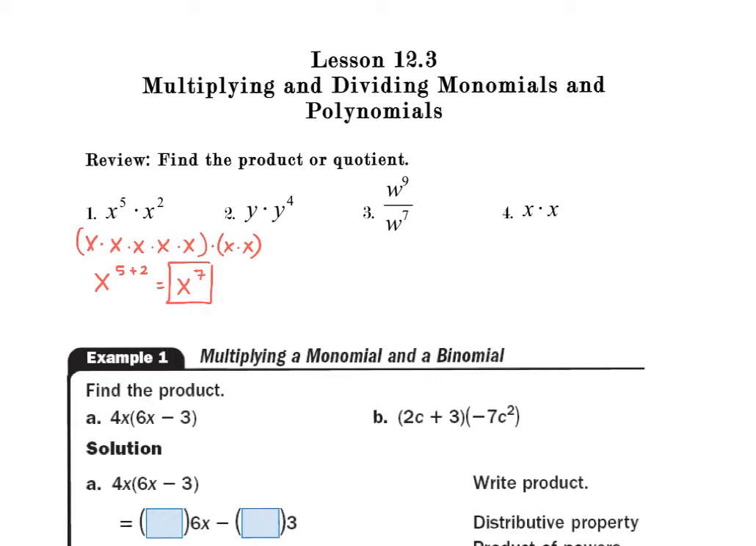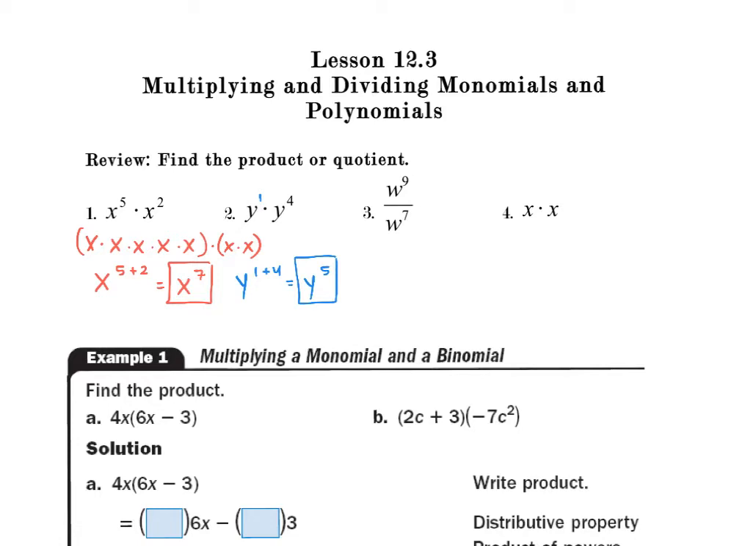As we go to number 2, remember that if there is no exponent, we can put a 1 there. So this would be y to the 1 plus 4, which is y to the 5th power. When we divide powers that have the same base, we subtract the exponents. Because remember, on number 3, for example, on the top you would have w times w 9 times, and on the bottom you'd have w times w times w 7 times.